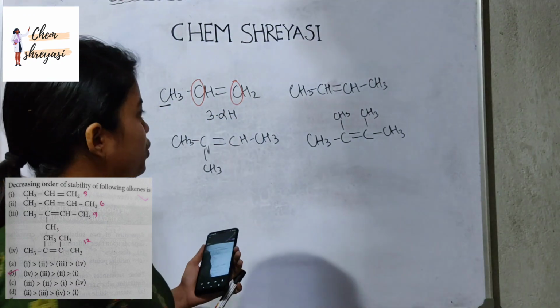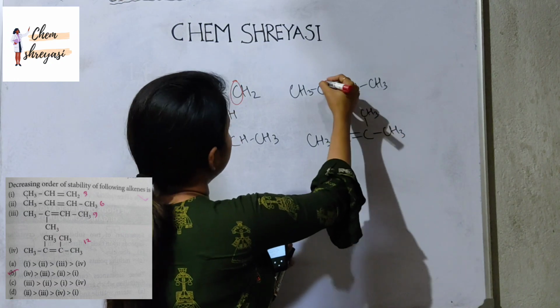Coming to option B. In this case, this carbon and this carbon are doubly bonded.